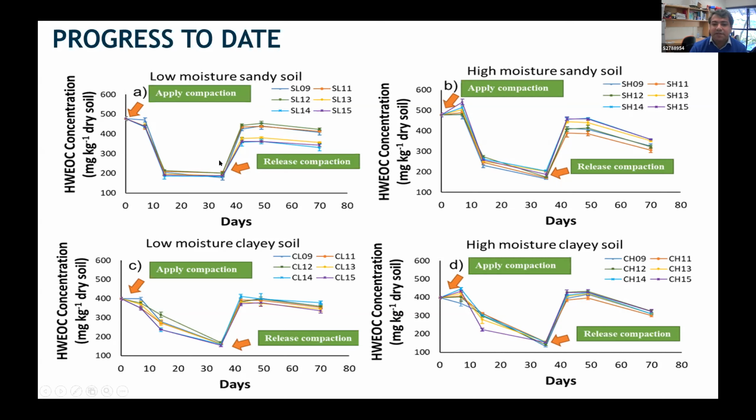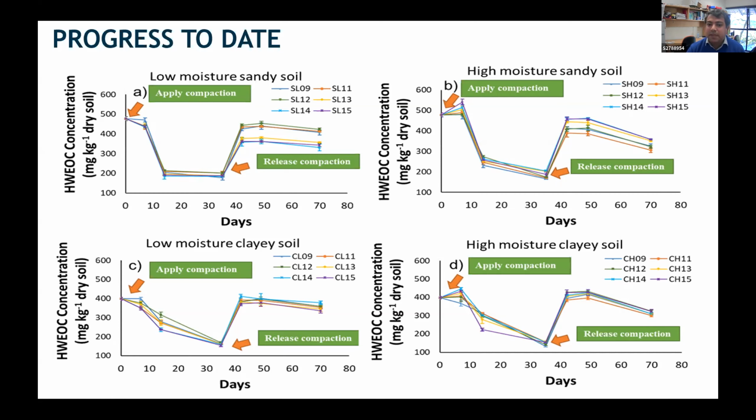When we left the samples for 35 days, we decided to release the stress. If it was under drought stress, we added water to the system. If it was under compaction, we removed the compaction to see how the microbial community reacts. For example, in this case, we released the compaction and added water to the systems, and you see the hot water extractable organic carbon start to increase.